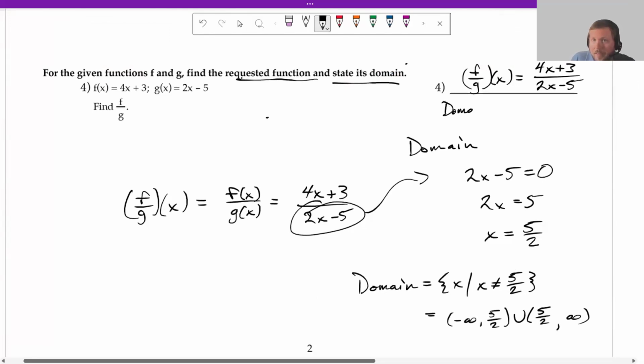So my domain is negative infinity to 5/2 union with 5/2 to infinity. So all of the real numbers except for 5/2 is what that's saying, because I'm not being inclusive on the 5/2.